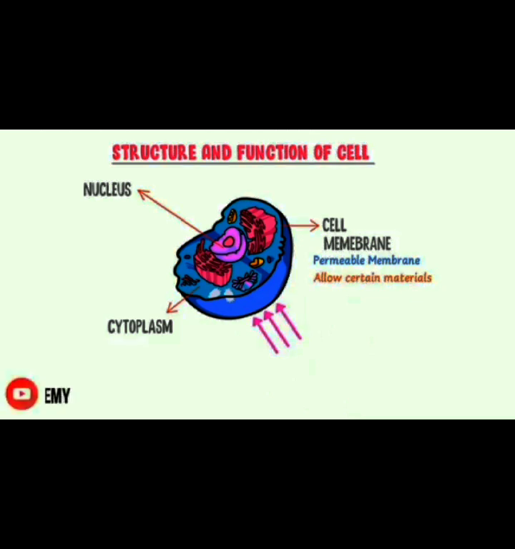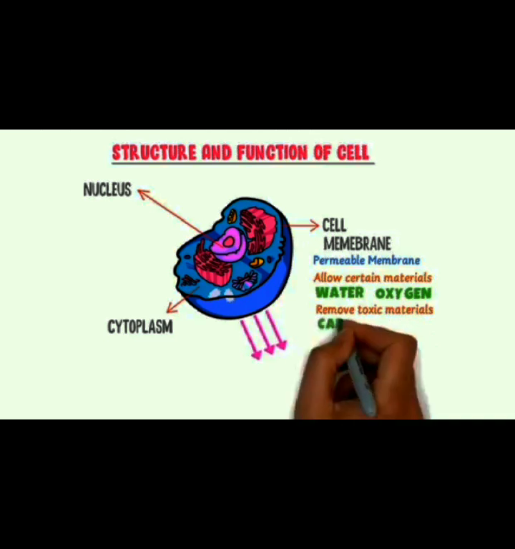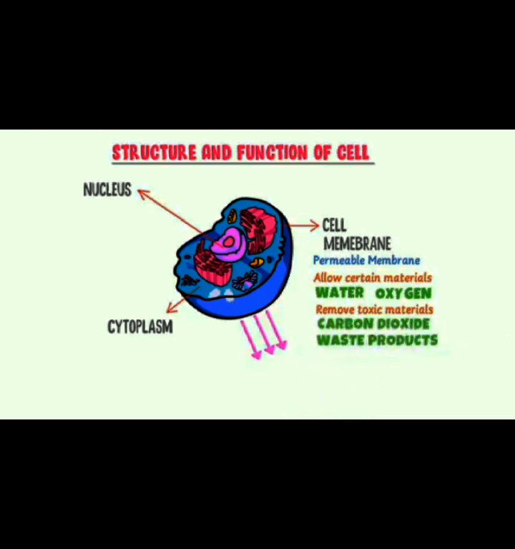For example, it allows essential ingredients to enter the cell, like water and oxygen. Secondly, the cell membrane removes toxic substances out of the cell, like carbon dioxide and waste products. Thus, the cell membrane allows good products to enter the cell and removes waste products out of the cell.